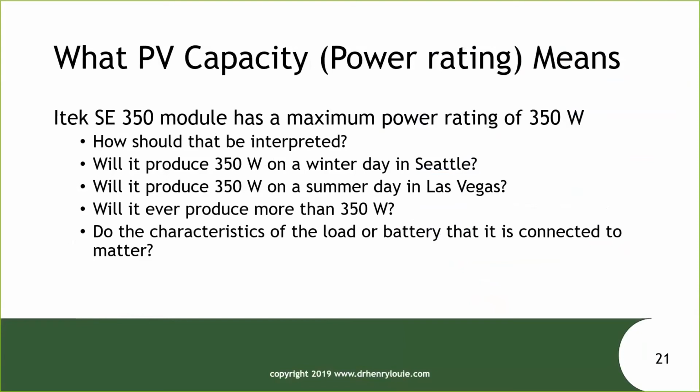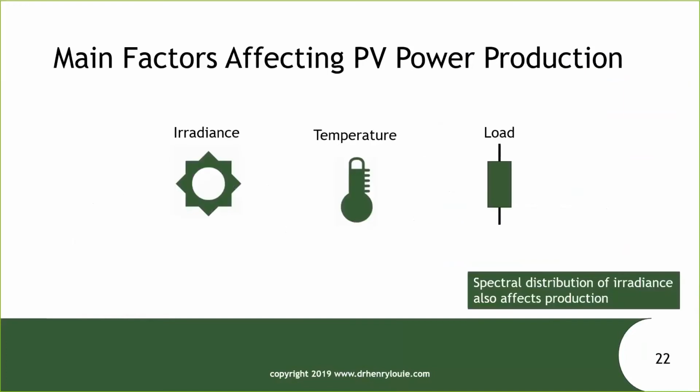So in Seattle, we're never going to see 1,000 watts per meter squared irradiance in the winter. It just won't happen. We might see 10% of that. So we have to know how to adjust or interpret the PV array rating based upon several factors. These three factors are the irradiance, the temperature, and what the load is that it's connected to. Again, there's no guarantee that a PV panel is going to operate at its maximum power point.